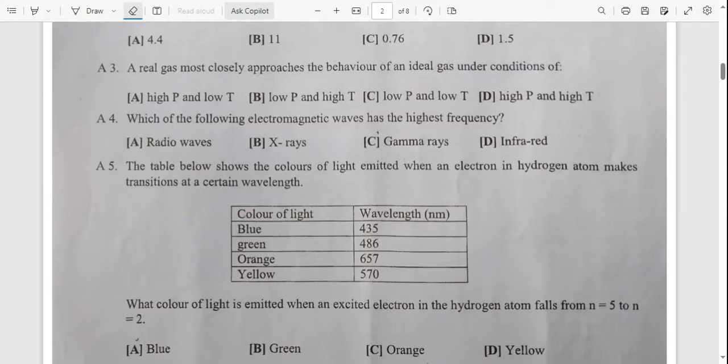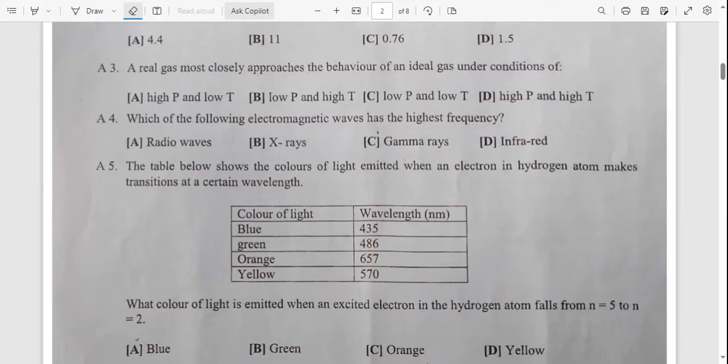Now the next question is saying, which of the following electromagnetic waves has the highest frequency? The electromagnetic waves, you need to know the order of how they move, starting with the one with the highest frequency to the one with the lowest frequency. Actually, the frequency will go together with the wavelength, just that the wavelength is going to be opposite to the frequency.